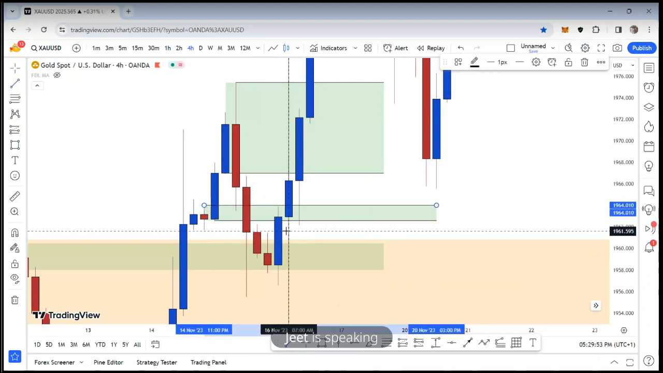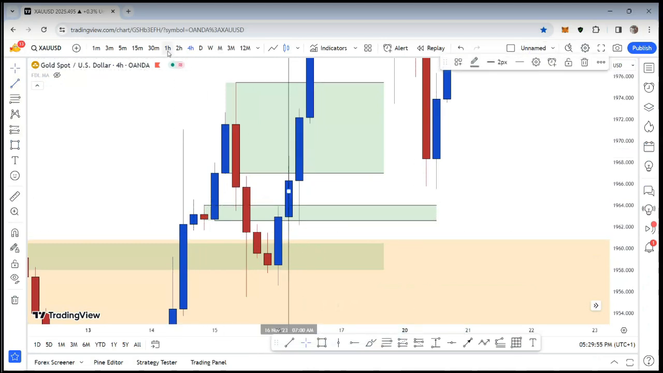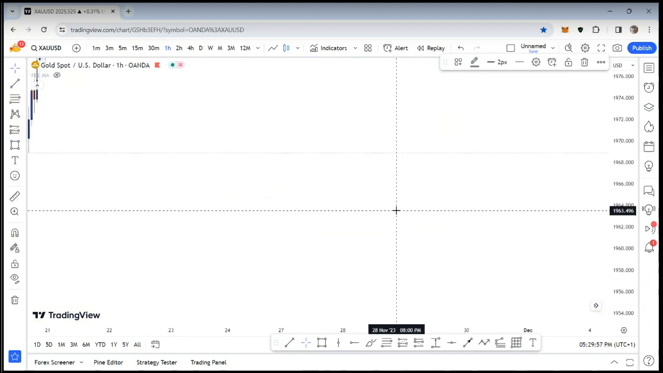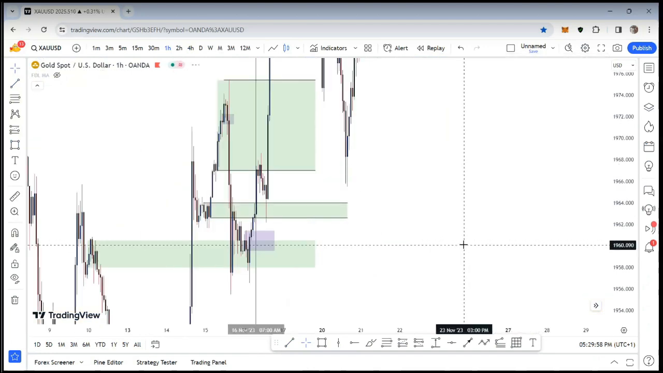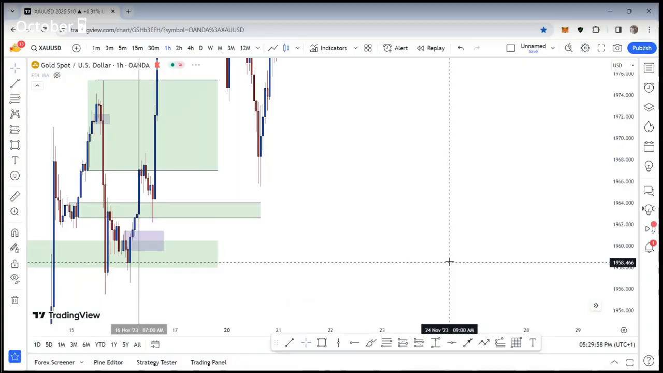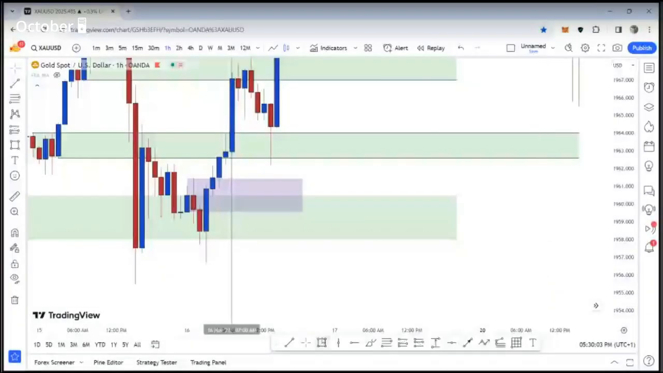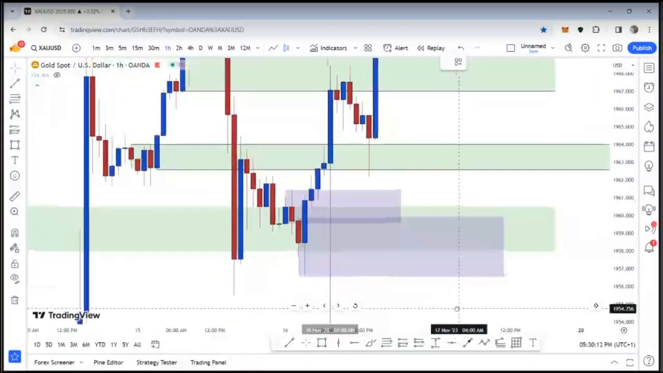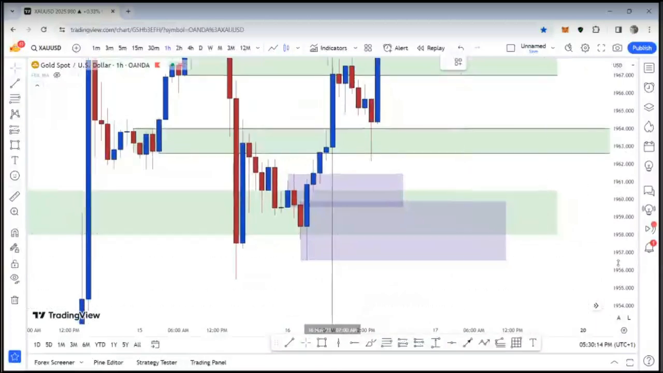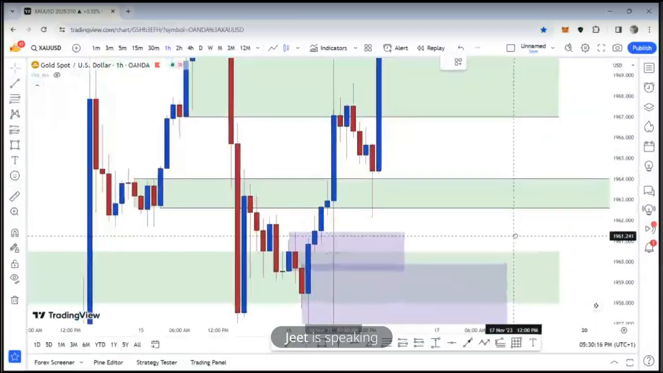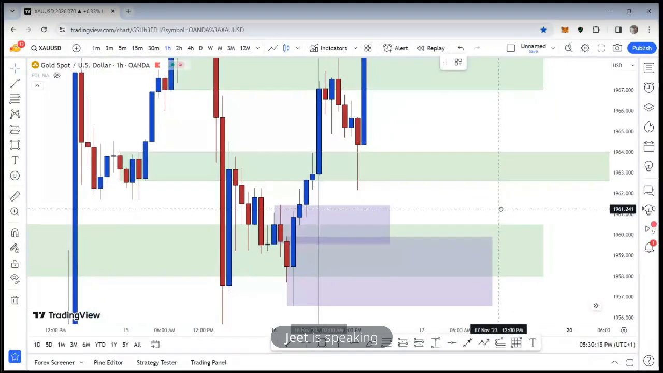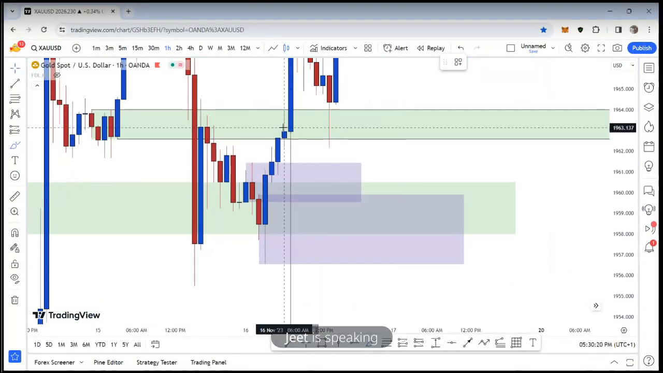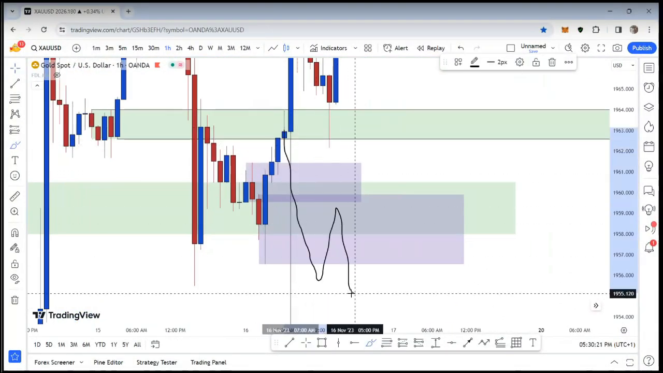Now, I'm going to put a line here and I'm going down to 1 hour. Now, after the reaction, where did 1 hour needed to change its storyline? Isn't this the zone that 1 hour needed to change its storyline? Is that the zone? Yes. So if price had broken this zone, I would have been selling more to the downside.